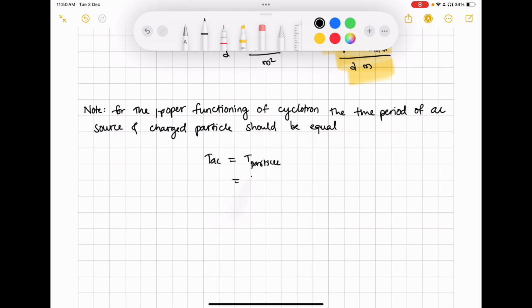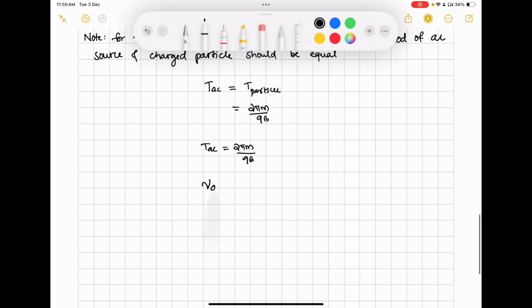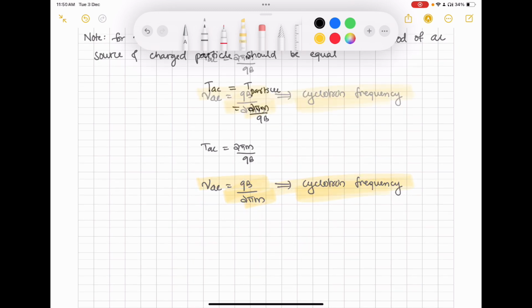We know that the time period of the particle is 2 pi m divided by qB. Therefore, for the proper functioning of the cyclotron, the time period of the AC source should be equal to 2 pi m divided by qB, or the frequency of the AC source should be equal to qB divided by 2 pi m, and this frequency is called the cyclotron frequency.